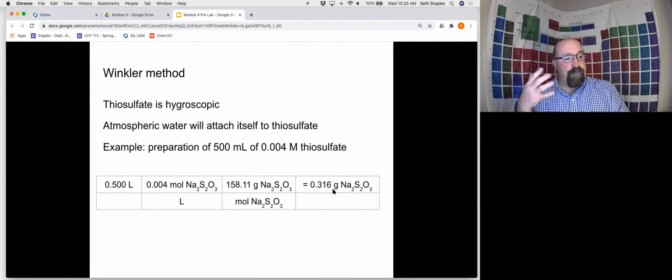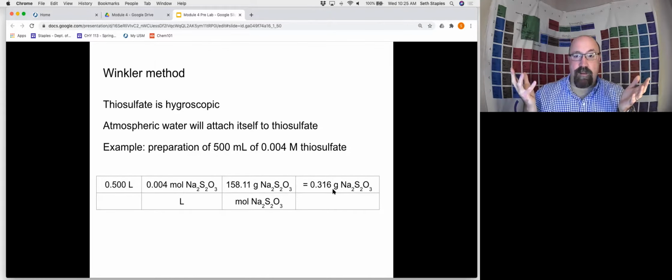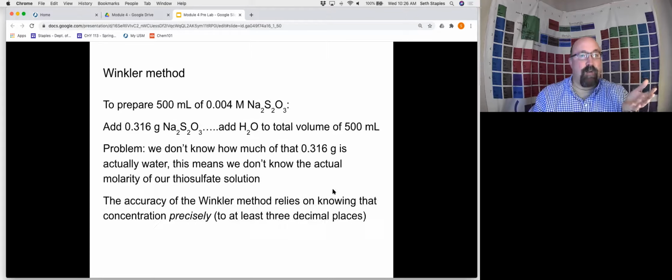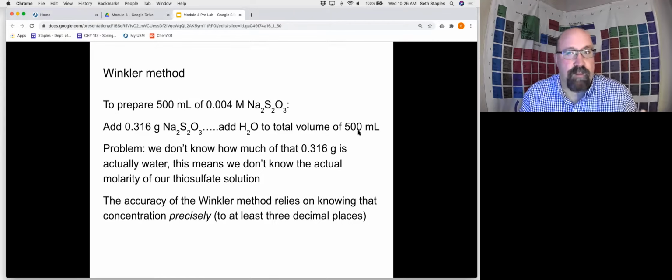Now, if thiosulfate were not hygroscopic, if it didn't suck water in, then I could say, all right, great, I'm going to use 0.316 grams exactly, and that's going to give me 500 milliliters of exactly 0.004 molar. But thiosulfate is hygroscopic. It is going to suck in the water molecules. So when we prepare our 500 milliliters of 0.004 molar sodium thiosulfate, we're going to add 0.316 grams of our thiosulfate, and then add water till we get to a total volume of 500 milliliters. We've made solutions like this before in lab.